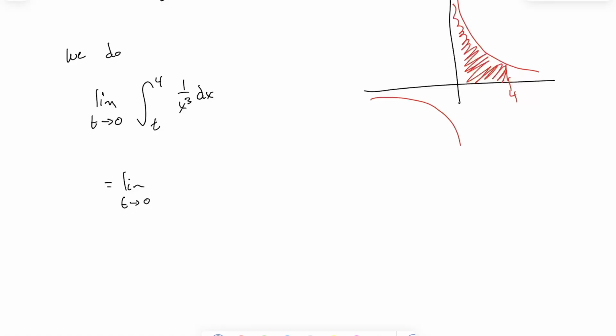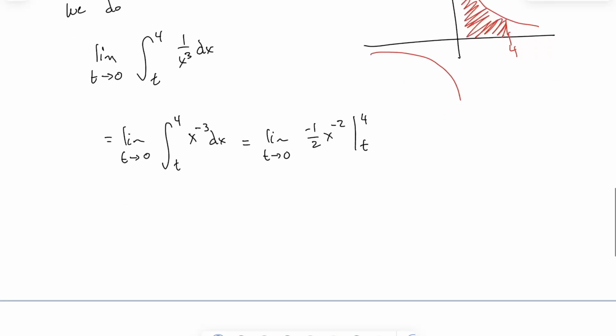What do you think? Yeah, you think of this as x to the minus 3 first of all, and then you just do the usual power thing. So lim t goes to 0. Yeah, he said minus a half x to the minus 2, right? Then we plug the values, 4 and t, and then take the limit as t goes to 0. So this is minus a half. Sorry, I should write lim again.